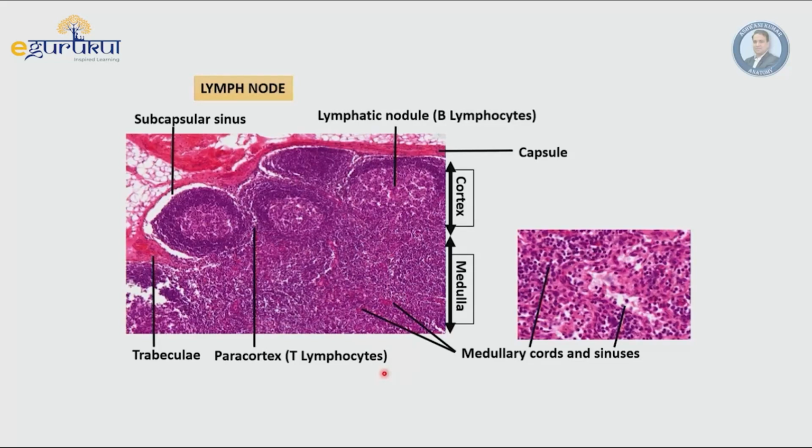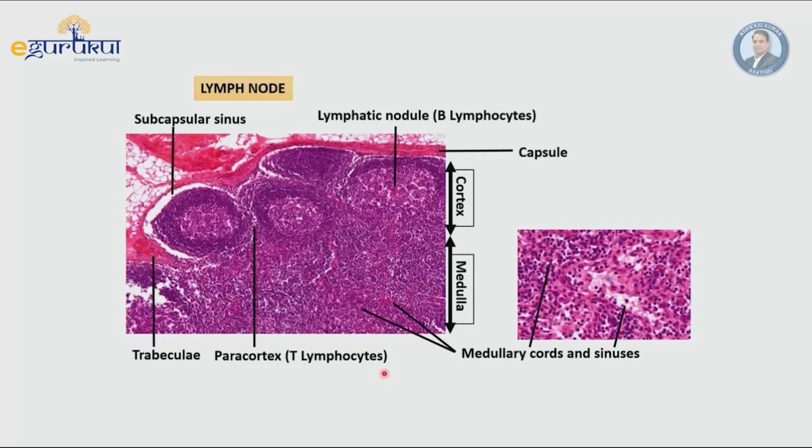As we said, we have the presence of a capsule, and a subcapsular and subtrabecular sinus. We have these lymphatic nodules, which mainly have B lymphocytes, with a germinal center in the middle, in the central part, which has the lymphoblasts and the plasmablasts. They keep maturing and they move toward the periphery.